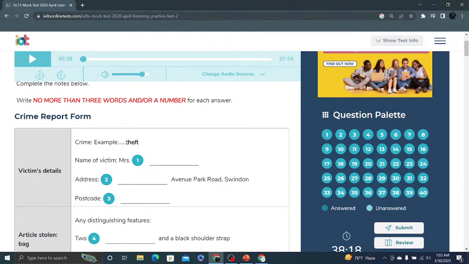I hope you can see it, and the answer is theft. The keyword for this sample one is crime. Let me highlight it. And the answer is theft. Okay, let's listen to it first.